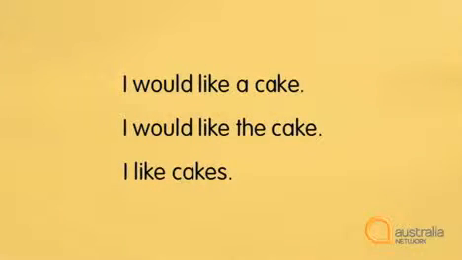Okay, so let's look at some sentences. I would like a cake. I would like one cake, any cake. I would like the cake. I would like that particular cake. I like cakes. I like all cakes. Here, cakes with no article is generic. It refers to cakes in general, all cakes.